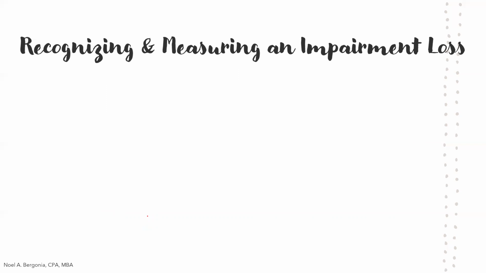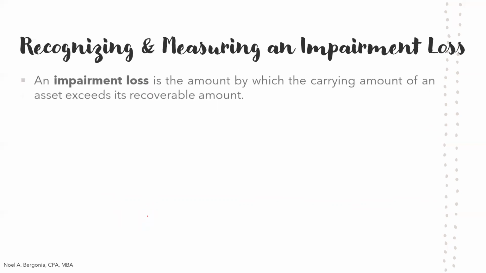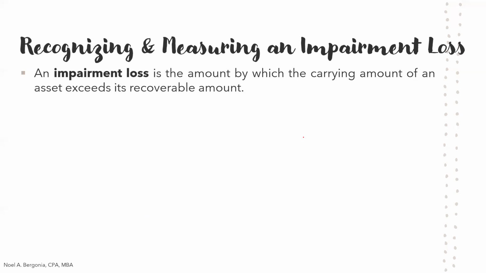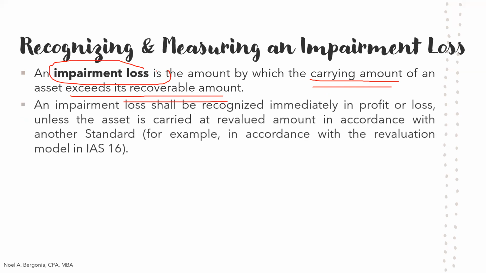So based on our IAS number 36, an impairment loss is an amount by which the carrying amount po natin or the carrying value of the asset exceeds the recoverable amount. Di ba kanina parang yan yung indicator na meron tayong impairment. So pag mas mababa na talaga yung recoverable amount kesa sa carrying value natin or carrying amount, then we need to recognize the impairment loss. Now, this impairment loss needs to be recognized immediately sa ating profit or loss.